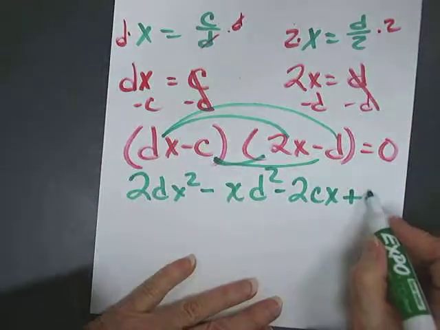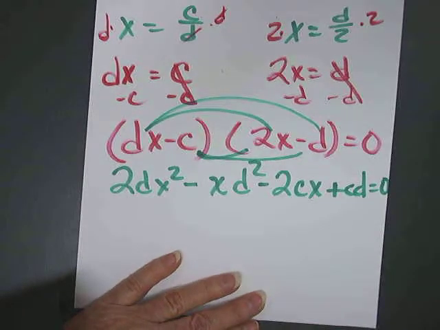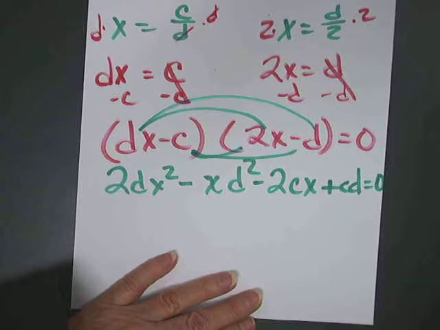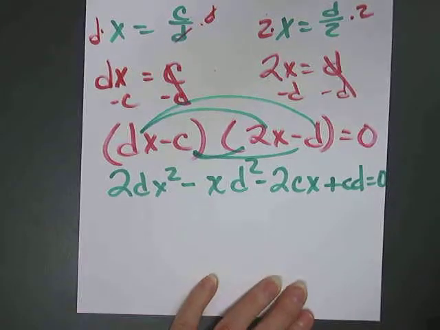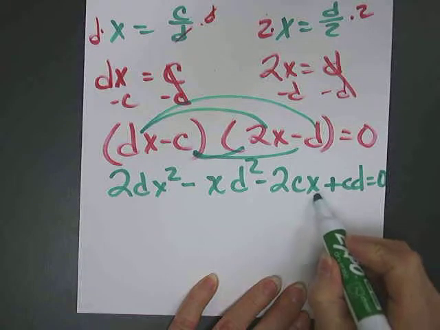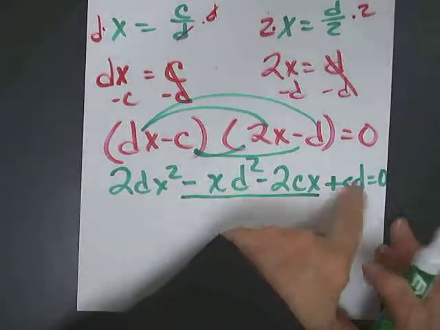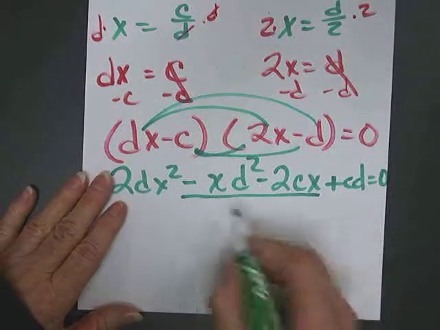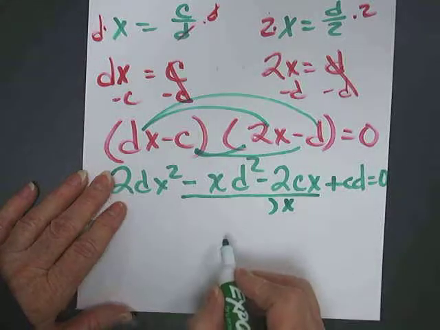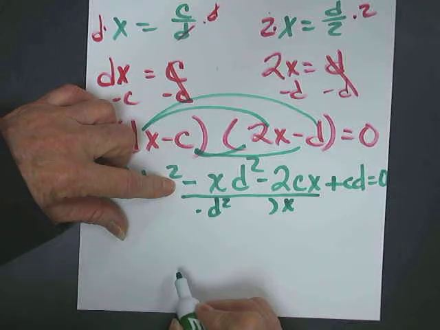2dx squared minus xd squared, or d squared x, whichever order you want to put it in, minus 2cx, I guess I should put the d first, I don't know, and then plus cd. And we don't have like terms, so that did C plus D, okay.